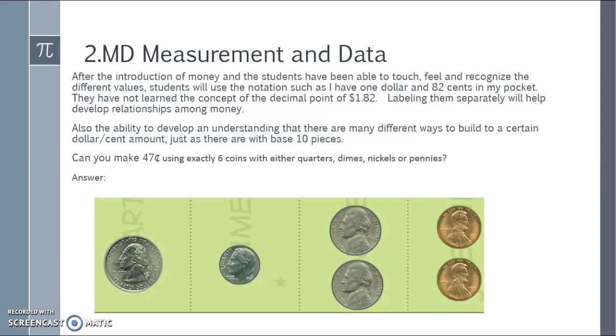So using exactly 6 coins, we can use 1 quarter, 1 dime, 2 nickels, and 2 pennies. So we have 25 cents plus 10 cents, so we have 35, plus 5, plus 5 is 45, 46, and 47.